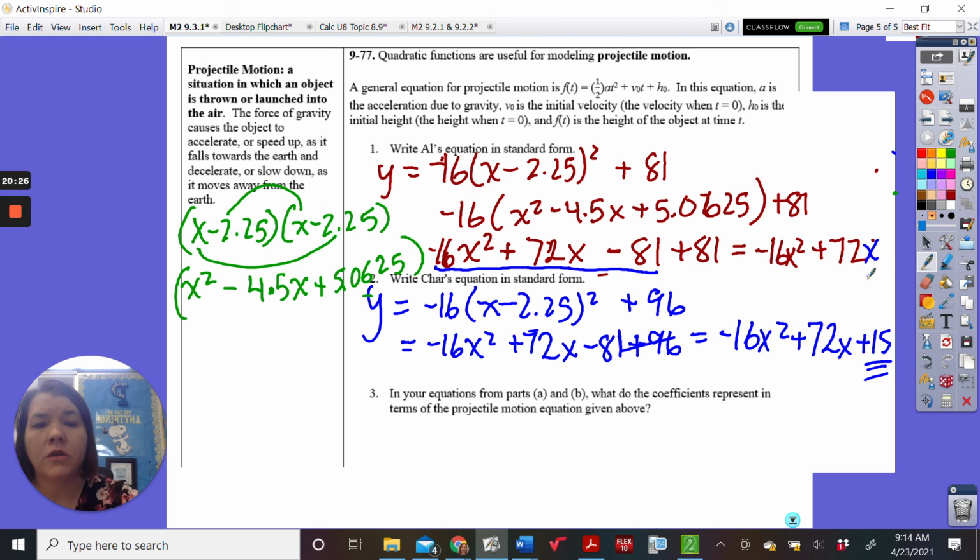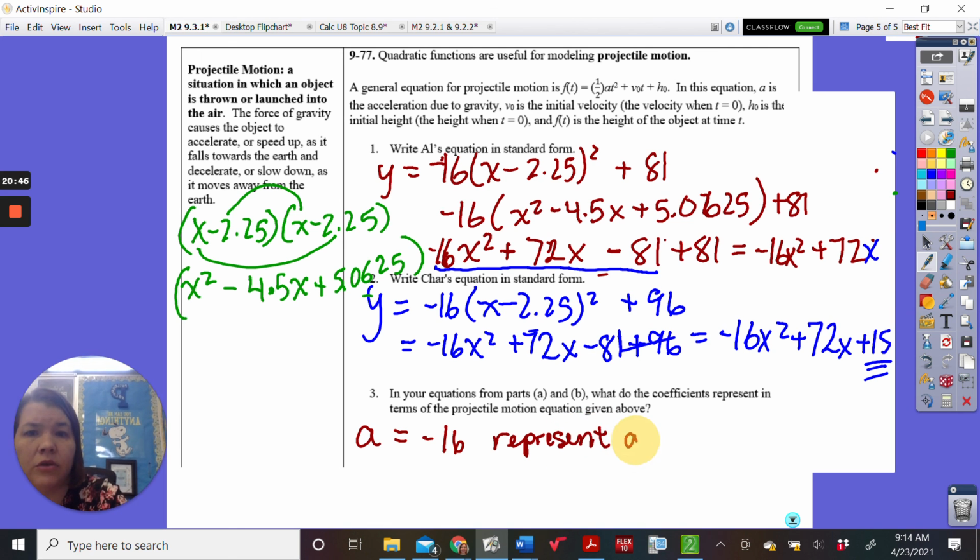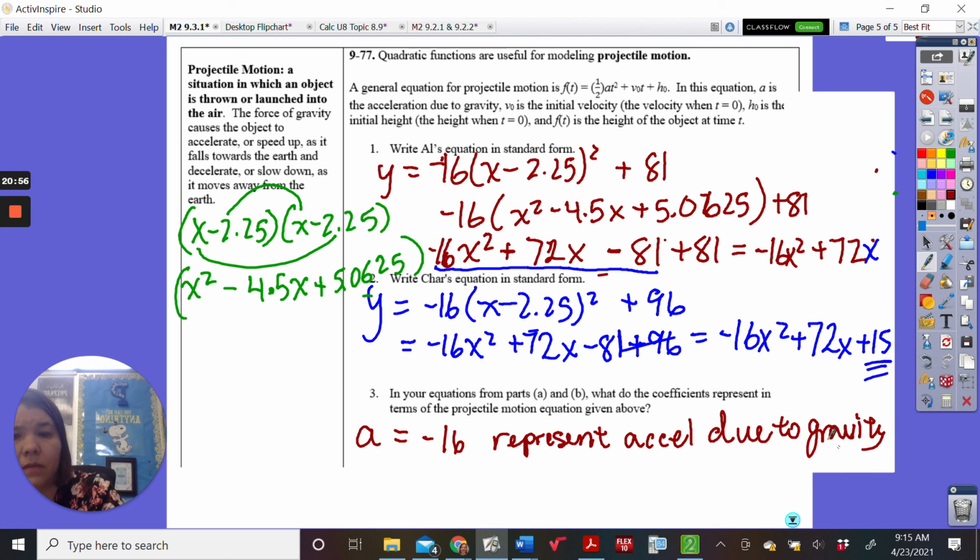Okay, so his initial height, what do the coefficients represent? So that's all the stuff up here. So A is negative 16, and it represents acceleration due to gravity. And B, 72, is the initial velocity. And there you go.